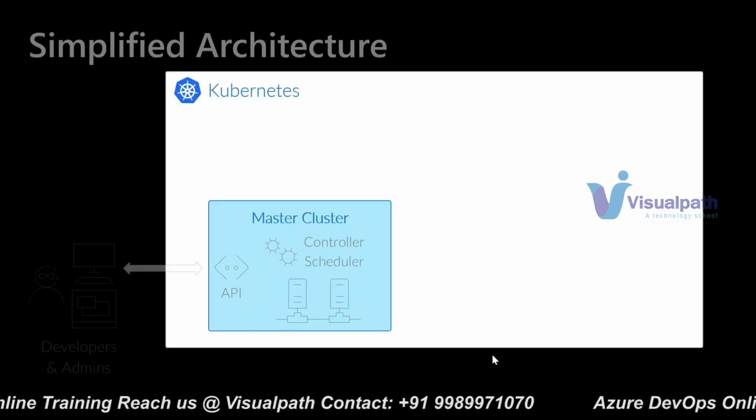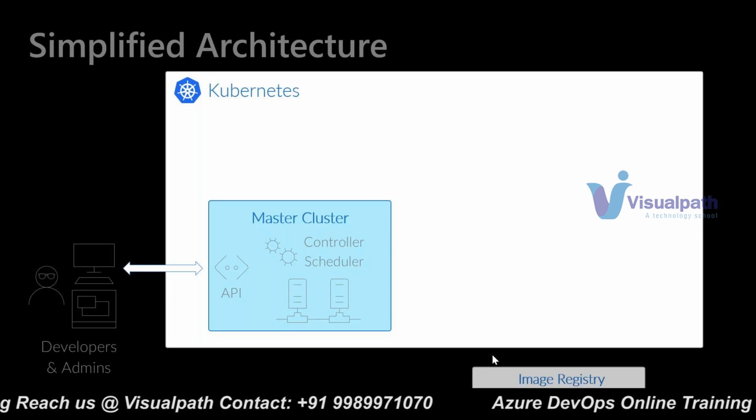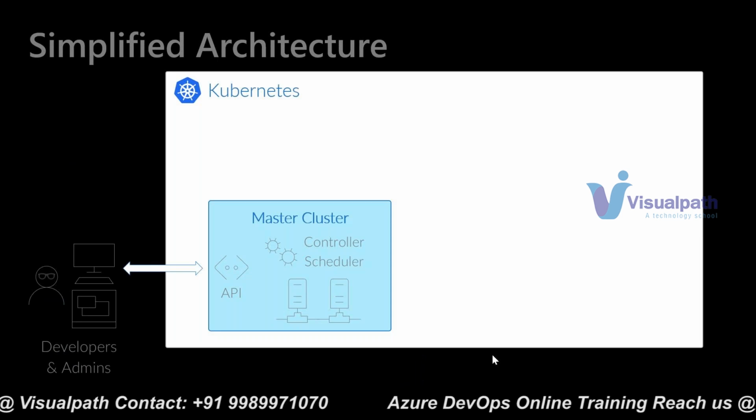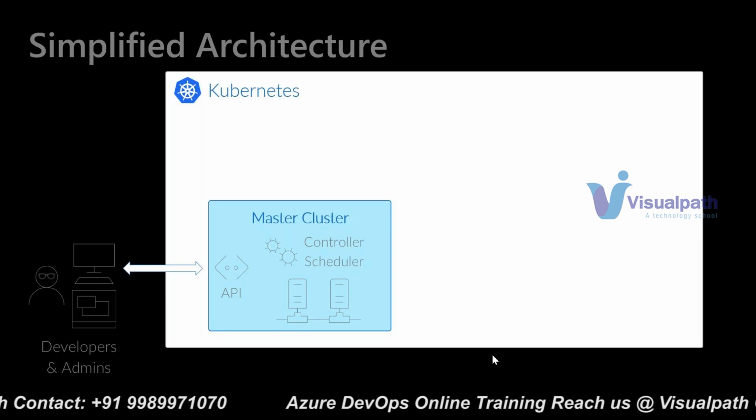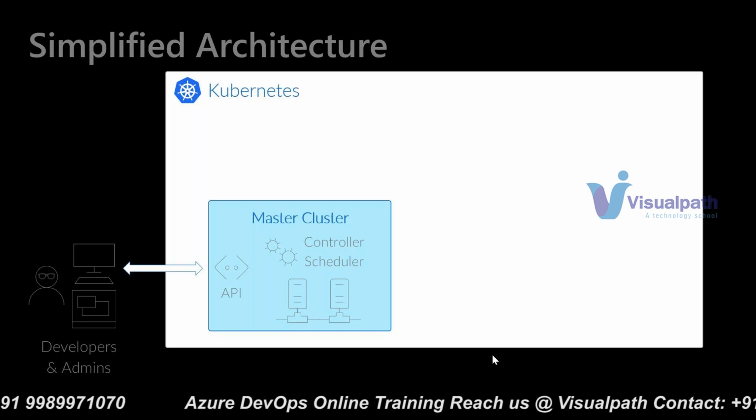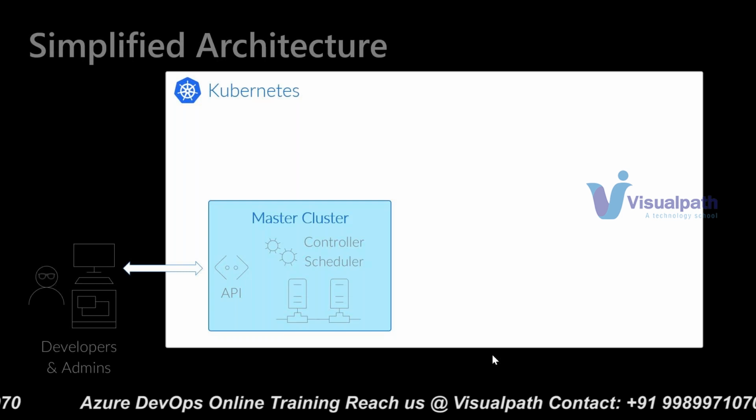This is how the Kubernetes orchestration looks: if you see here, these are the developers and admins. It's going to be interacting with the master, I mean the controller or scheduler.